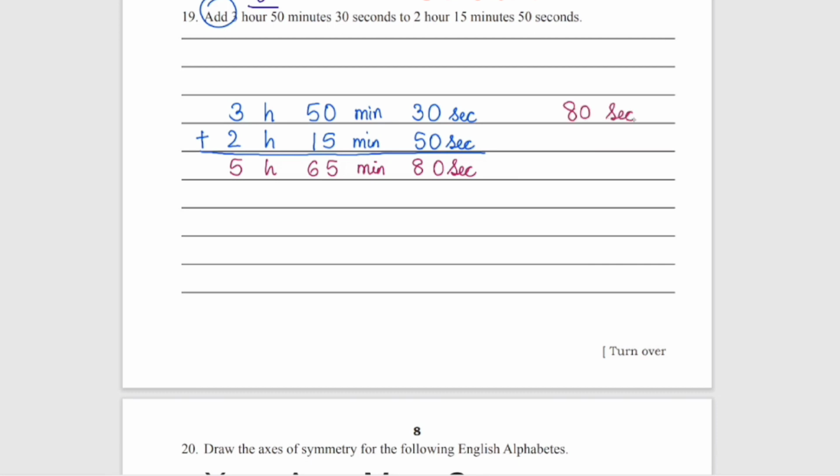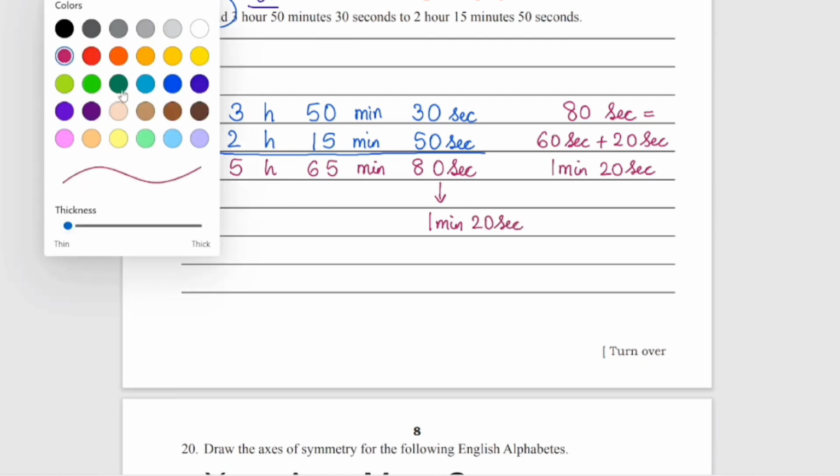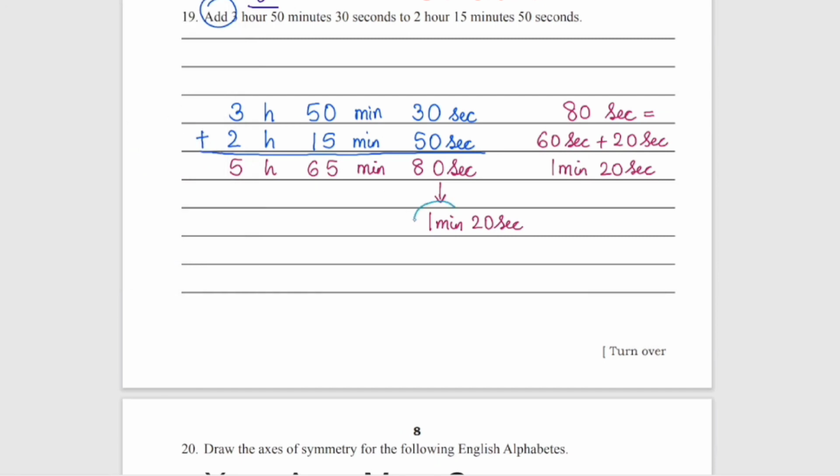80 seconds can be written as 60 seconds plus 20 seconds. We know that 60 seconds is equal to 1 minute. So 80 seconds can be written as 1 minute 20 seconds. So this 1 minute will give the carry over for the minutes. And adding that 1 minute, we get 66 minutes.